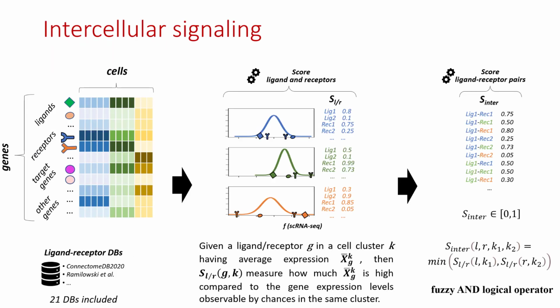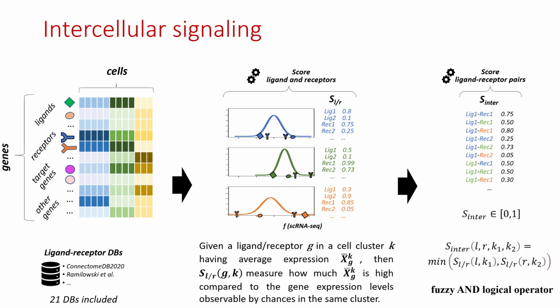The method requires as input pre-processed single-cell count data with cells already classified in different clusters, and a ligand-receptor pair database that the user can provide as input or use one of the 21 databases already included in the package. The first step of the proposed method is the detection and quantification of ongoing intercellular signaling.